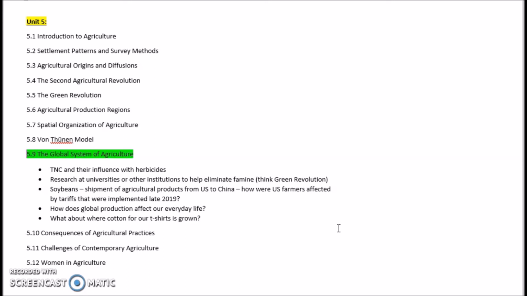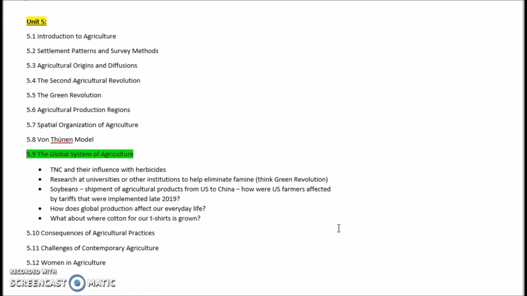Think green revolution too. Then you could also bring into the argument soybeans and their shipment from the U.S. to China. We have a lot of soybean farmers in the U.S. How were these U.S. farmers affected by the tariffs that were implemented in 2019? Okay, so that is definitely a global system of agriculture.